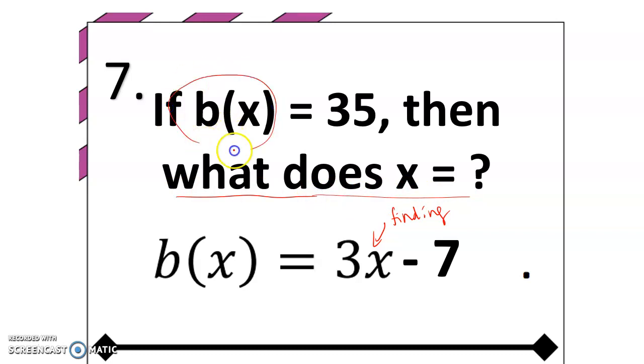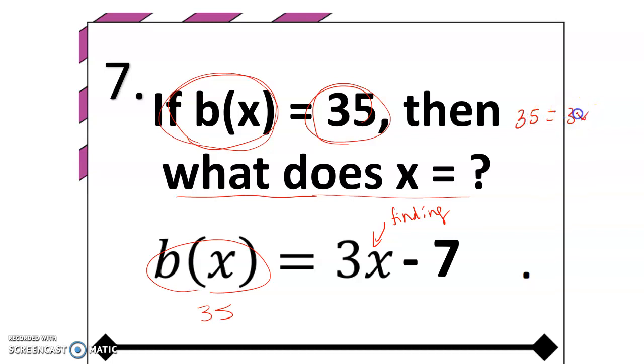Instead, it's telling me that b of x is 35, which means I can replace b of x with 35, and then I'm going to solve the equation. So I'll rewrite it up here. 35 equals 3x minus 7.